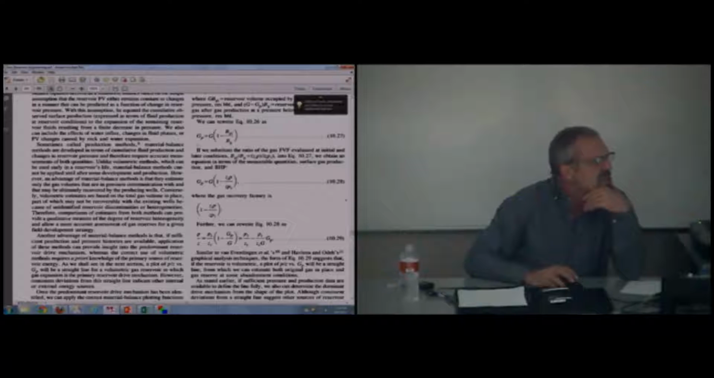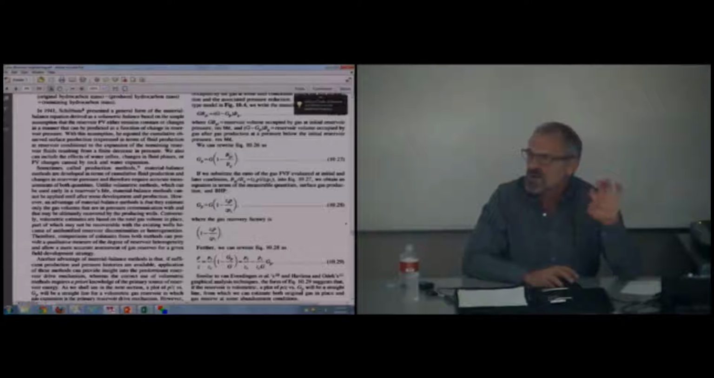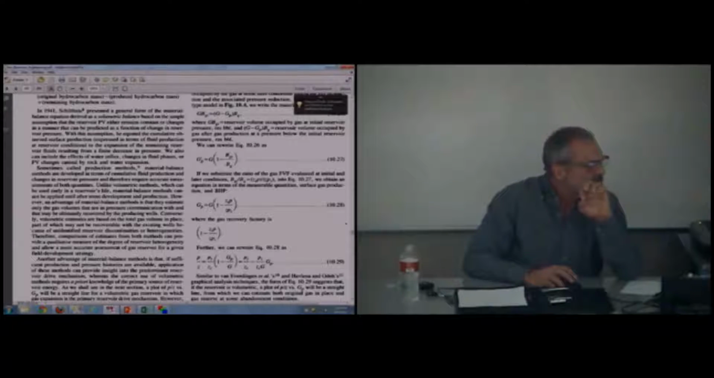So G sub P over G is our recovery factor. And you can do it as B sub G over B sub GI, but everything is a constant except for P over Z. Nothing else changes in B sub G except for P over Z. So G sub P equals G times 1 minus, and instead of B sub GI, P over Z over P over Z sub I. Since B sub G is inversely proportional to P over Z, G sub P divided by G, which is the recovery factor, equals 1 minus P over Z divided by P over ZI.